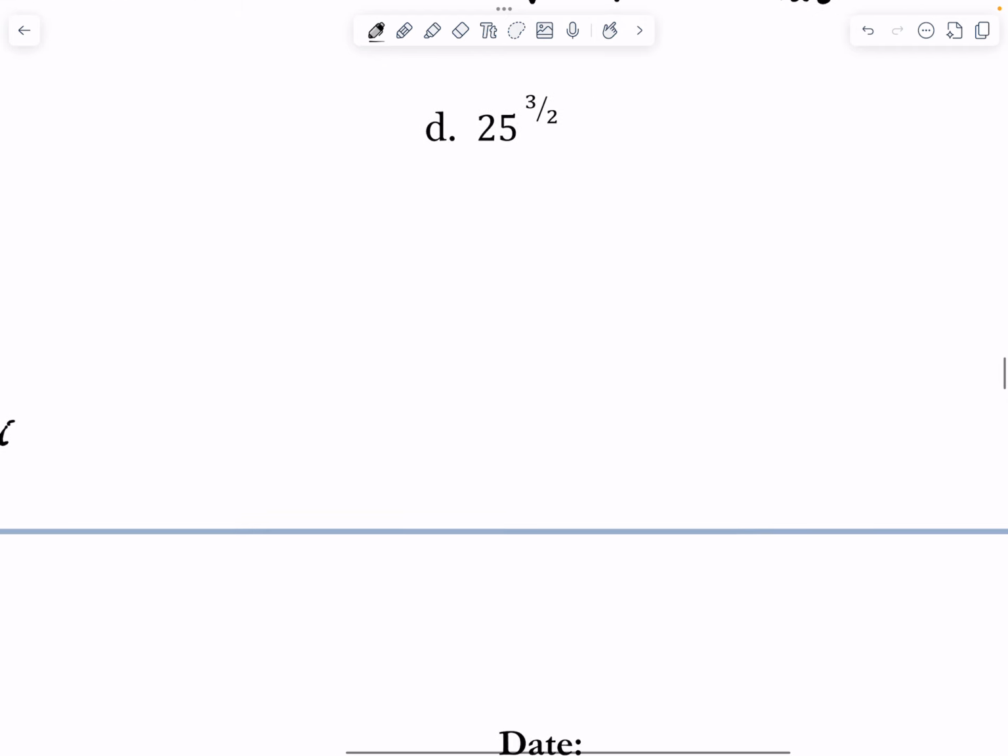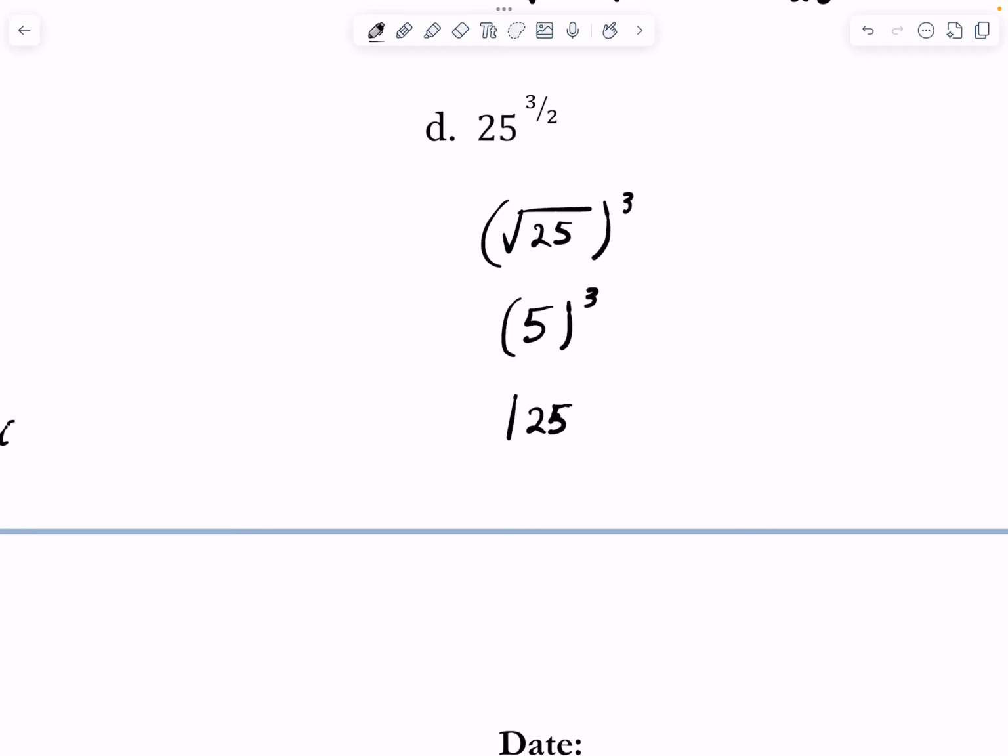Okay, let's do this last one. This is the square root of 25 cubed. The square root of 25 is 5. 5 cubed is 125.